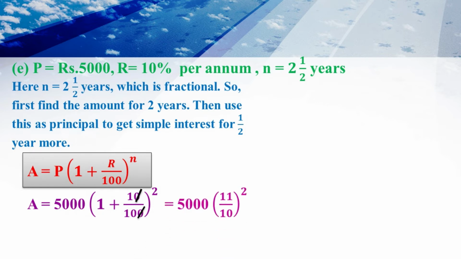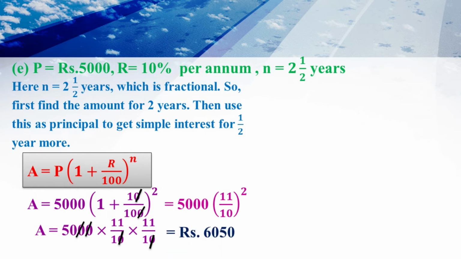Taking LCM, 5,000 into (11 by 10) to the power 2. Now we can write 5,000 into 11 by 10 into 11 by 10. Cancelling by the common factor, again cancelling by the common factor. 50 into 11 into 11, which is equal to rupees 6,050.